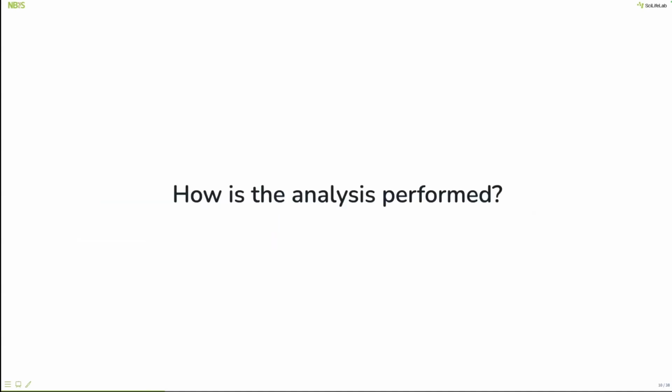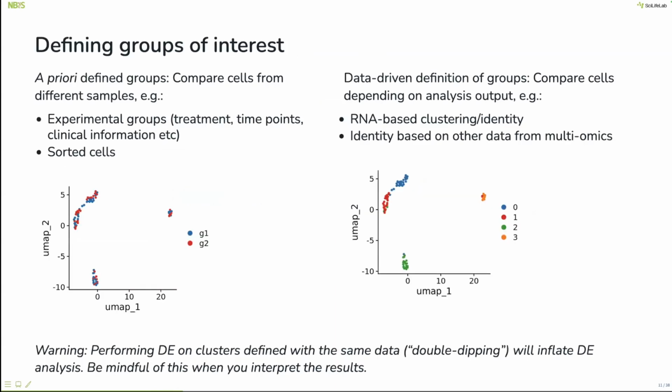So now that we know what we're looking for, we need to figure out how to perform the analysis. So the first thing to do is to define your groups of interest. And this can be a priori defined groups. So for example, you have cells from different samples, you have different experimental groups, like different treatments. You might have sorted cells, which is also same different samples from sequencing, but they can be different, like from the same original sample. And these differences tend to be more subtle compared to the other option.